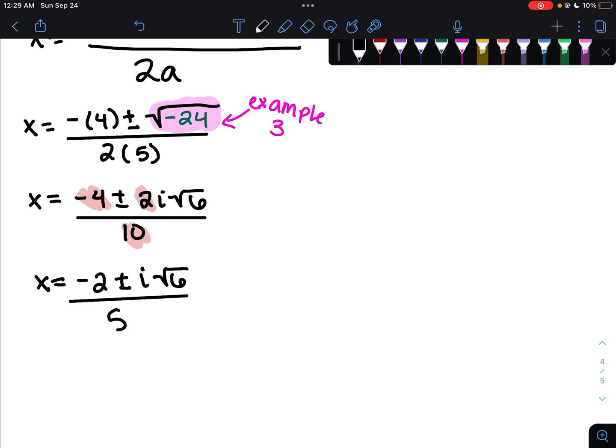Now, know that this does count as two different answers. There is a plus or a minus. I'm going to fix that right there. But there's negative 2 plus i rad 6 divided by 5 and negative 2 minus i rad 6 divided by 5. And that would be our final answer. So that is two complex solutions.